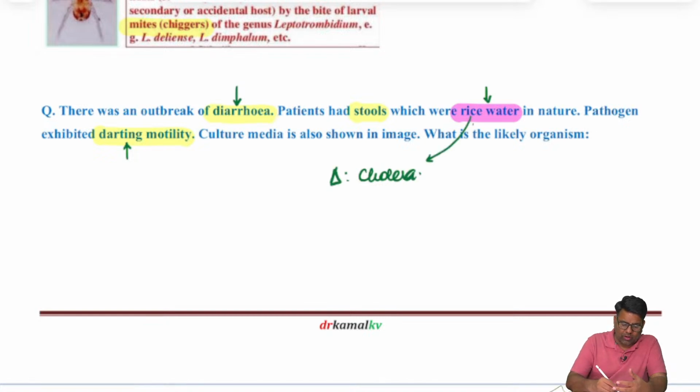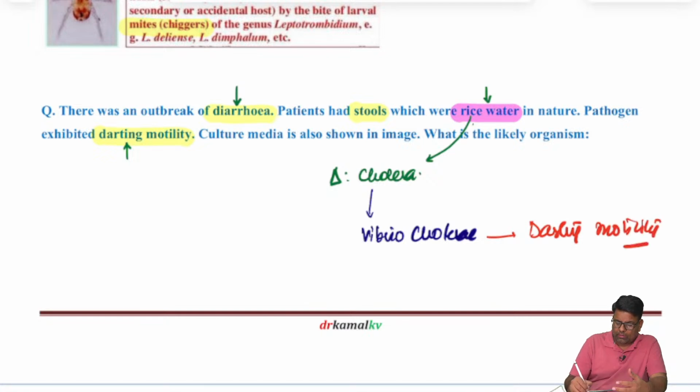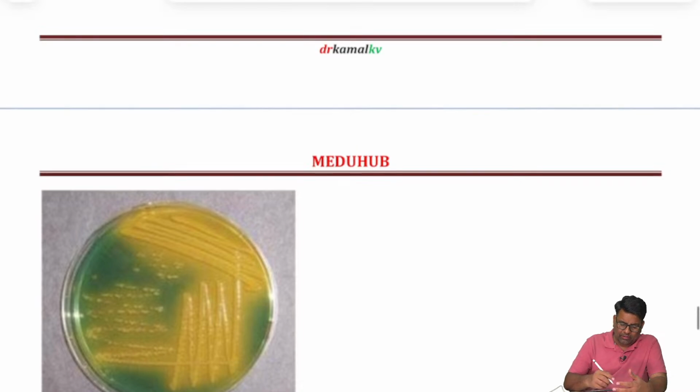Rice water stool, this is cholera, and cholera is caused by Vibrio cholerae, which shows darting motility, right? So darting motility. Now, if you look at the culture plate, this is actually TCBS, and in the culture plate we can see yellow colonies, right? So we can see here these are yellow colonies, okay? And this is because of fermentation of sucrose, right? So these are all yellow colonies of Vibrio cholerae.